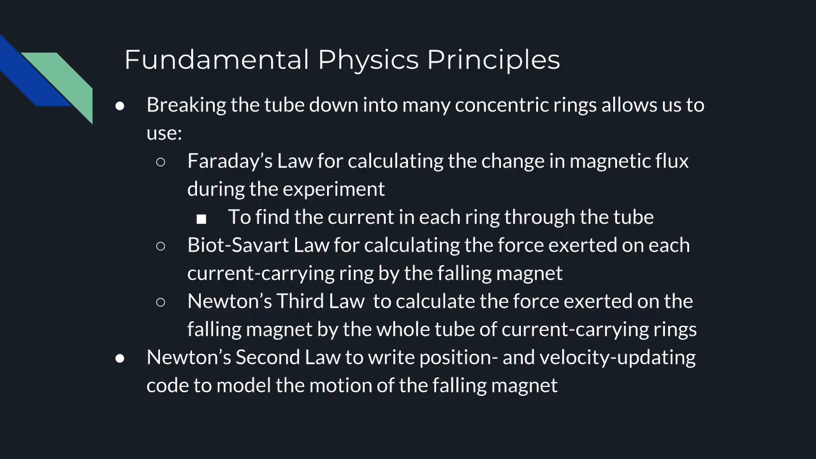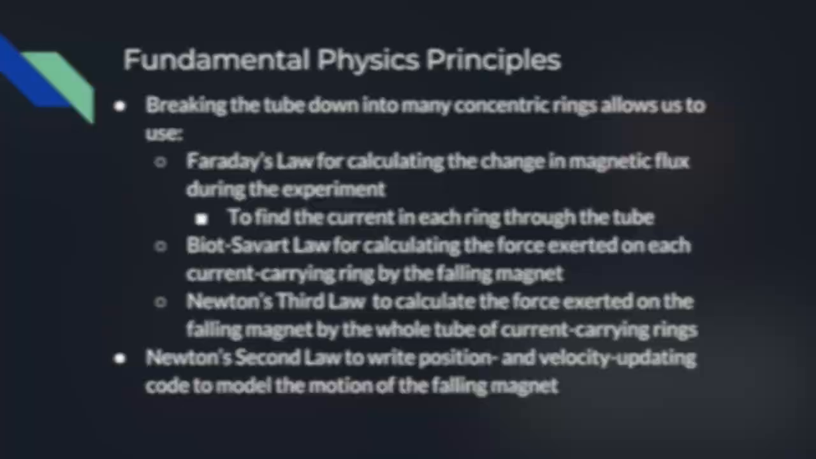Some of the fundamental physics principles used in this lab include Faraday's law for calculating the change in magnetic flux during the experiment to find the current in each of the rings throughout the tube, the Biot-Savart law for calculating the force exerted on each current-carrying ring by the falling magnet, Newton's third law to calculate the force exerted on the falling magnet by the whole tube of current-carrying rings, and Newton's second law to find the position and velocity updating code to model the motion of the falling magnet.